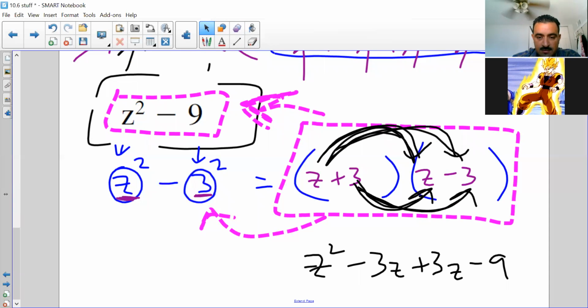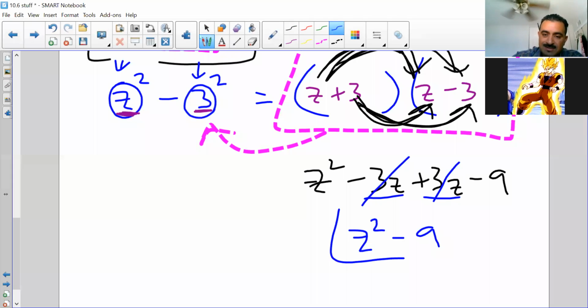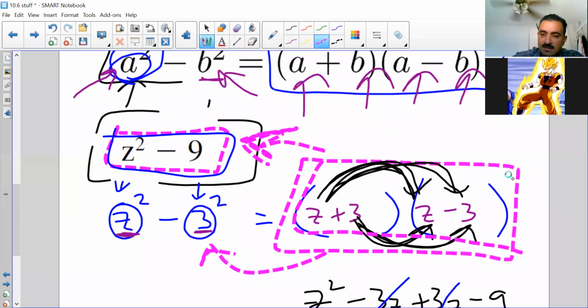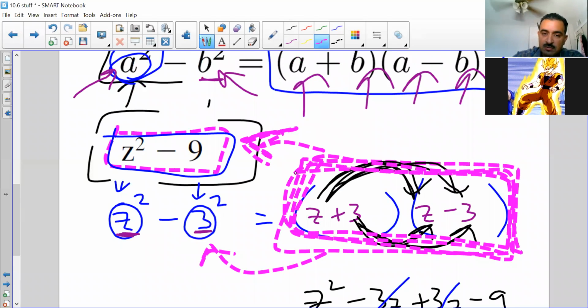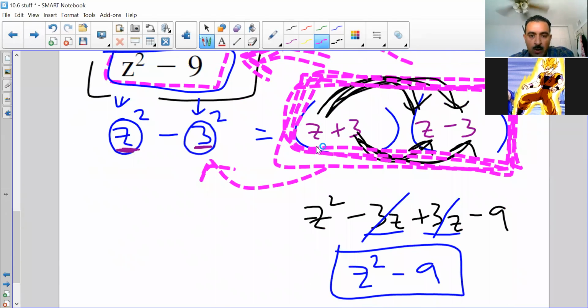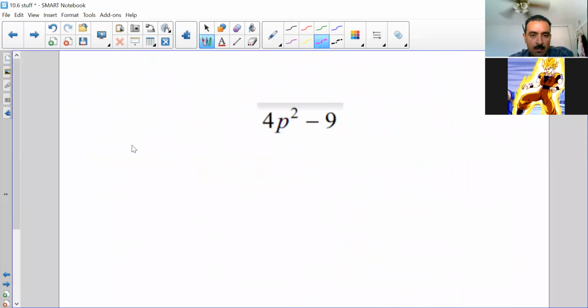Rocking and rolling, watch this. So I got a negative 3Z and a plus 3Z. Those cancel out. Ladies and gentlemen, look what I have. I have exactly what we started off with. So in other words, these two binomials are the stuff I multiply to get to that original expression that we started off with. Let's try another one. Going to write example 2 for today.